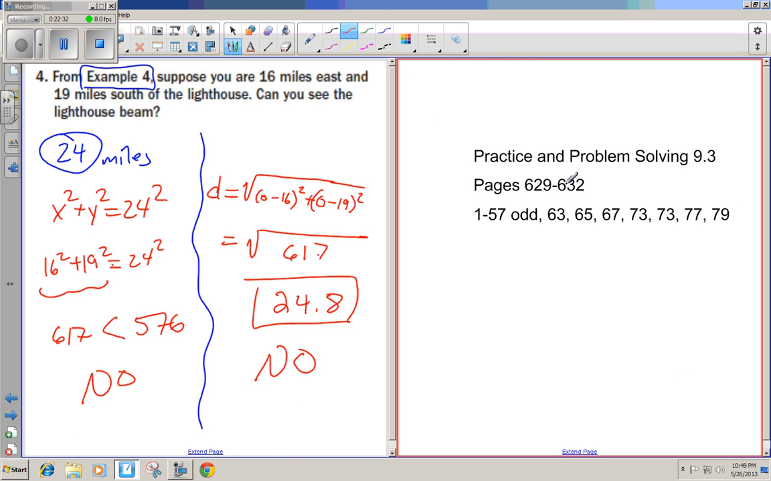This should be your assignment for 9.3, 1 through 57 odd, 63, 65, and so on. Please go ahead and try these out. Try some of the practice problems out. We'll do some in class, and we'll go from there. Good luck.